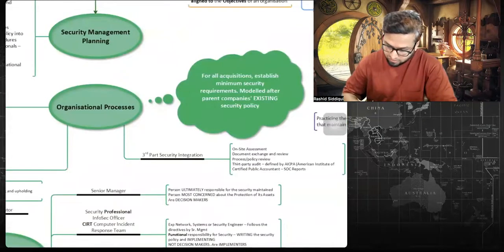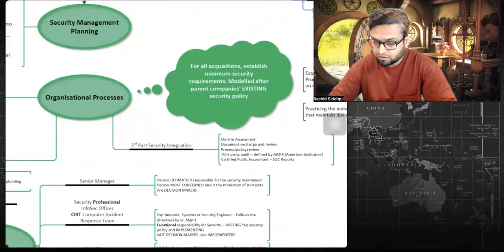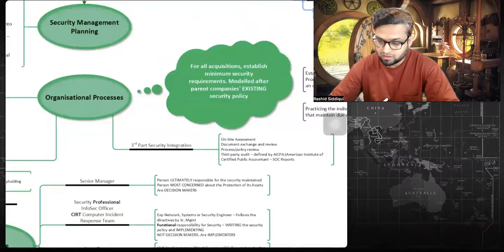You have to keep in mind that for all acquisitions we have to establish a minimum security requirement, and this minimum security requirement should be modeled after the parent company's existing security policy. So if I'm running a company and I'm acquiring another company, then we should have a baseline security already developed and agreed for the company which I am going to overtake, and it should be based on my own information security policy, because I'm going to be taking over that company.